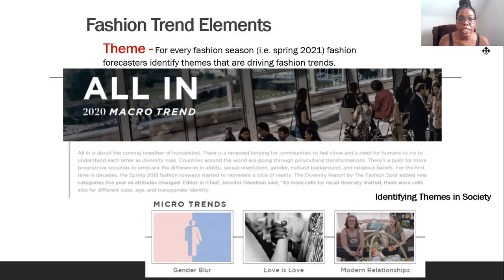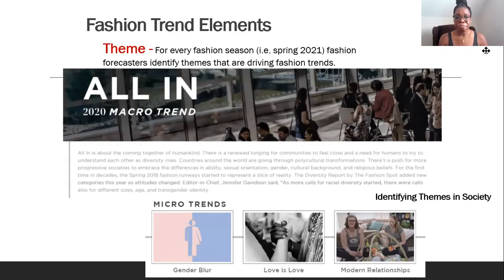Look at the first line. All in is about the coming together of humankind, everyone, with all of our differences, with all of our similarities, whoever you are, let's come together. A renewed longing for communities to feel close. And that's what we have seen. All these individual consumer groups or individual communities speaking out against injustice, for being mistreated in this world that we all live in together. So that is the theme. This is what's going on in our world.